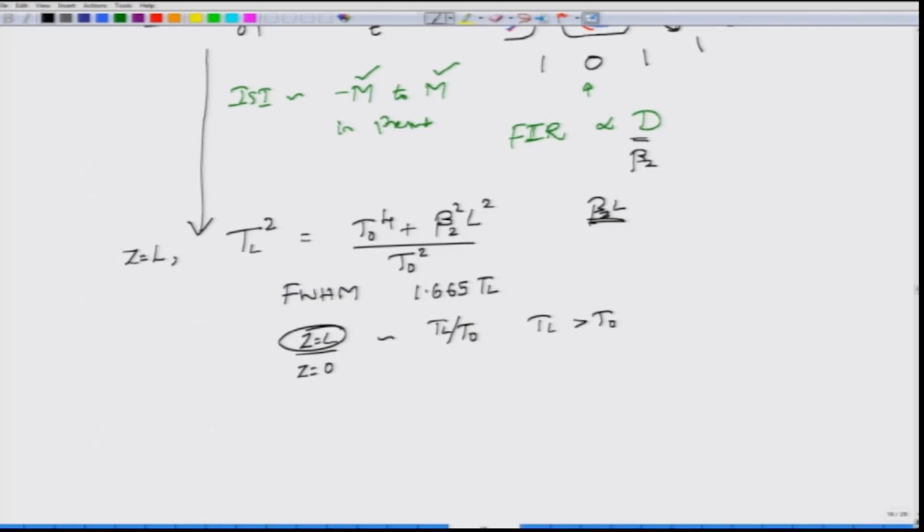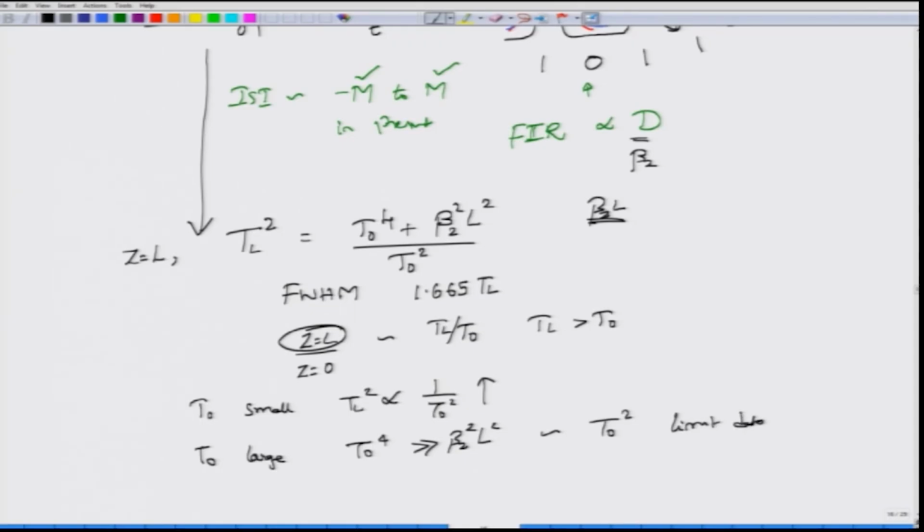Now you can't of course choose T0 to be very small, because if you choose T0 to be small, then TL square, being inversely proportional to T0 square, will increase, leading to a problem. You can't choose T0 too large as well, because you might get a situation from the numerator where T0 to the power 4 is larger than beta 2 square into L square. If you put in these conditions, you will see that T0 too large will lead to TL square being approximately T0 square, which will limit the data rate. So you can't choose T0 too small or too large.